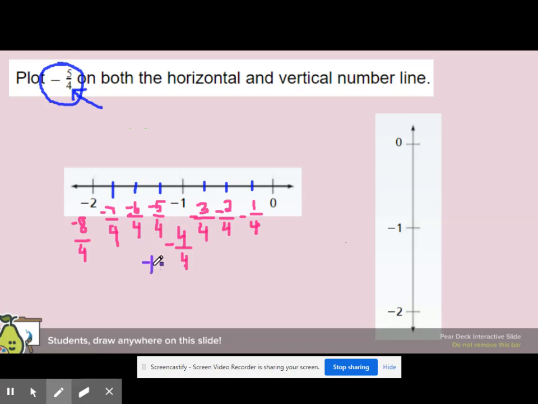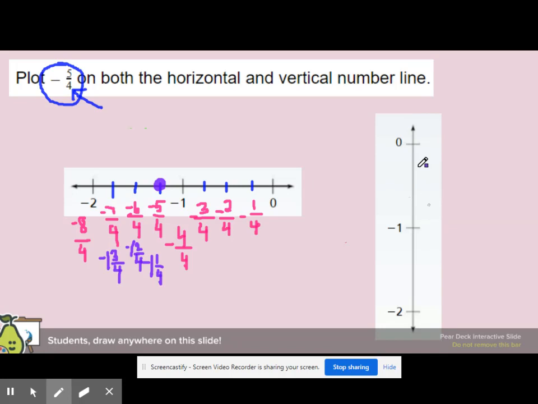You can also write these as mixed numbers. This would be -1 1/4. This one would be -1 2/4. -1 3/4. Improper or mixed numbers, it's a personal choice. They gave it to me improper, so that's why I did mine improper. So I need to go back to find -5/4, which is right here. Okay, that's where it is.